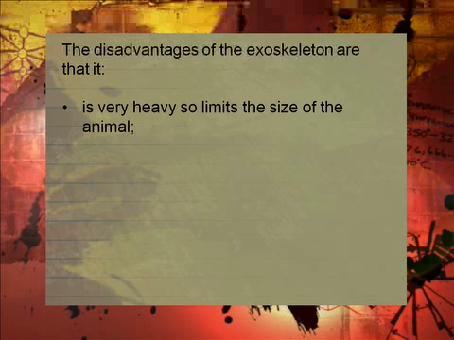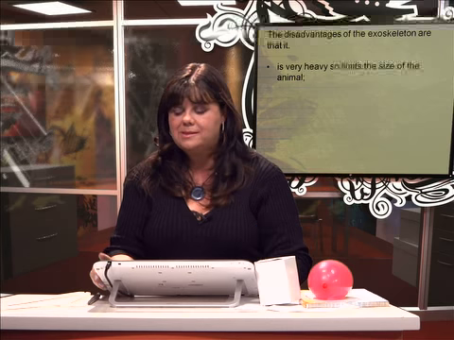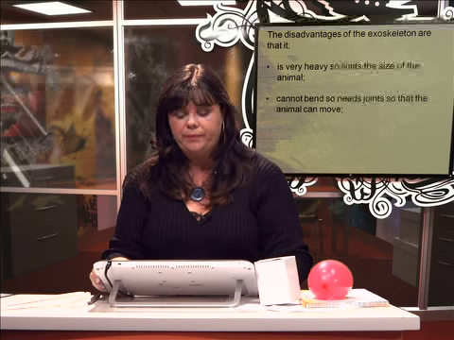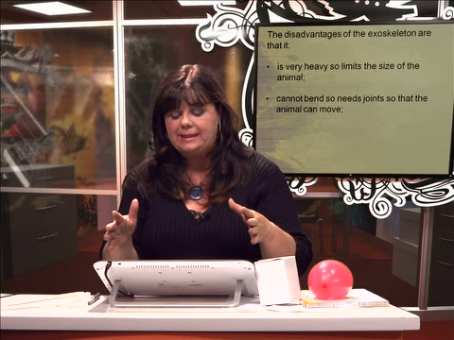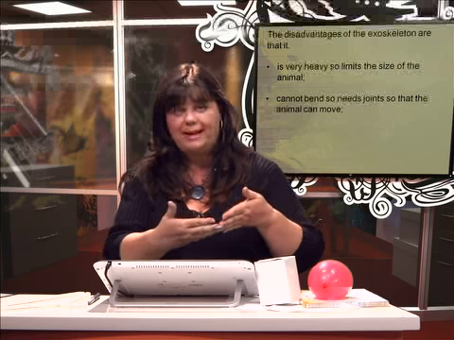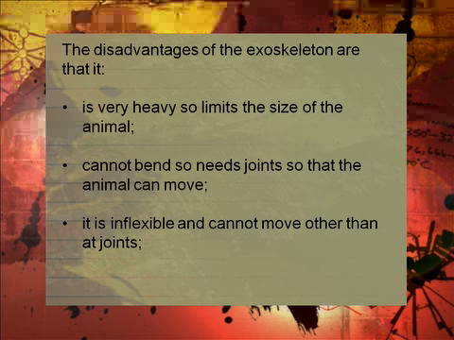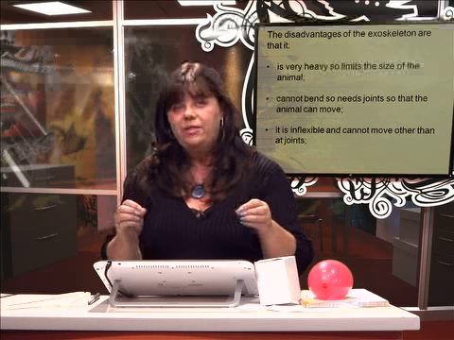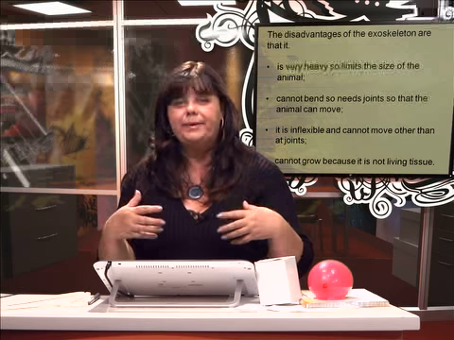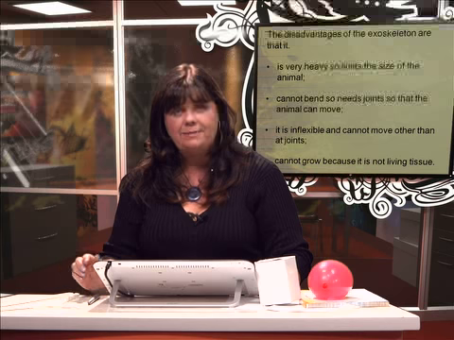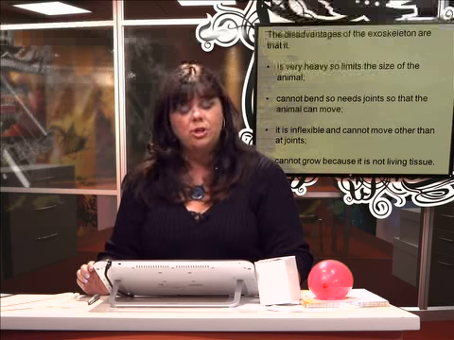Disadvantages are it's actually, for the relative size of the animal, quite heavy, which therefore limits the size that the animal can grow to. The chitin itself cannot bend, so whenever bending is needed, a joint is going to have to be created in the skeleton, and it's inflexible, so it cannot move at any other place other than at a joint. And chitin is simply a polysaccharide, right? It's very much like cellulose or starch for that matter. It's non-living tissue, and so it cannot grow.